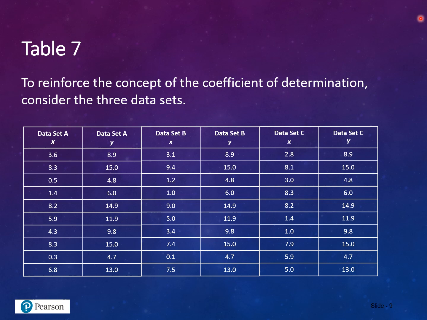Let's look at an example. To reinforce the concept of the coefficient of determination, let's consider 3 data sets. We have data set A here in the first 2 columns, data set B, and then data set C. One of the things I want you to notice is that the y values, 8.9 to 13, are the same in all 3 cases. This is just helpful to make our calculations and comparisons a little easier.